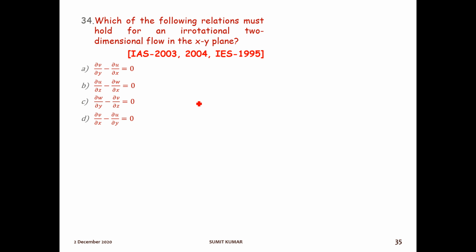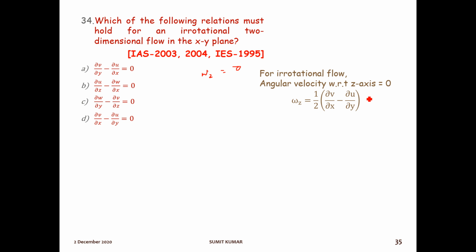Next question, which of the following relations must hold for an irrotational two-dimensional flow? Okay, so for irrotational flow, omega z must be 0. The formula of omega z is this one, so it must be 0. So we can say del v by del x minus del u by del y equal to 0. Option number D is the correct answer.